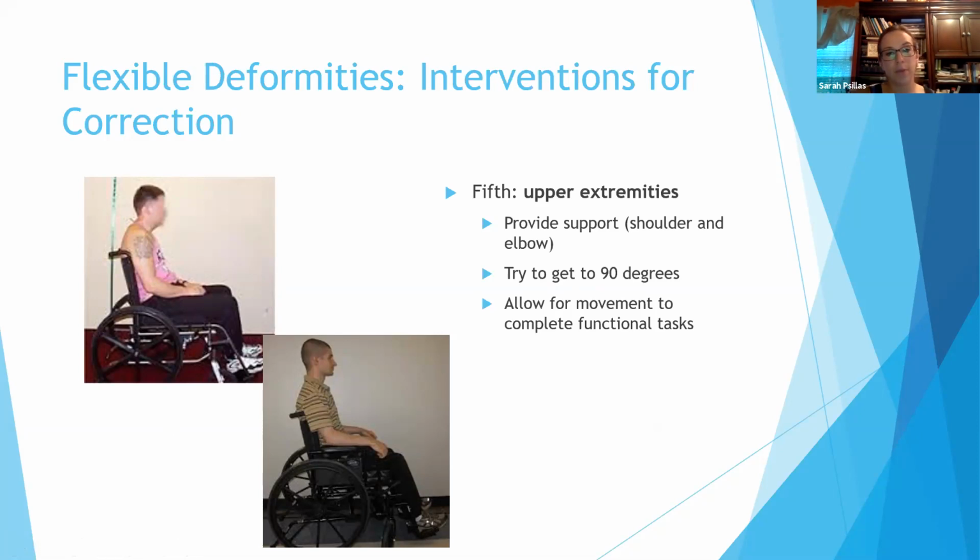And then you can see the gentleman at the bottom with the striped shirt has arm supports, and you can see he's much more upright. You can't tell, but his pelvis is further back in the seat. So you want to try to get that 90-degree elbow flexion if possible. You just don't want to restrict their movement in their arms to complete the tasks that you would ask them they need to do, right? Bathing, dressing, their job, anything they need to do.